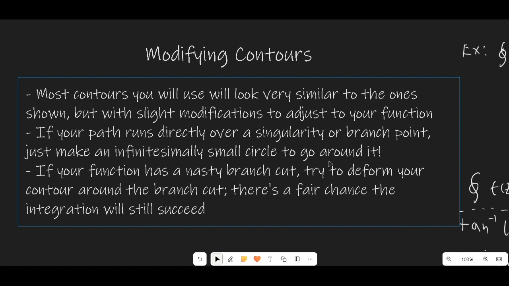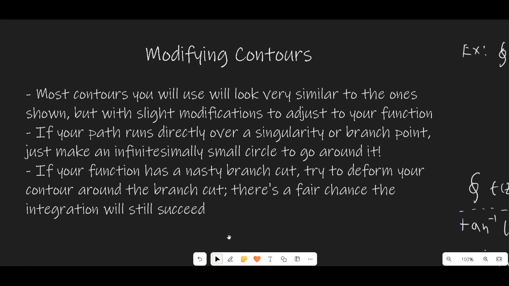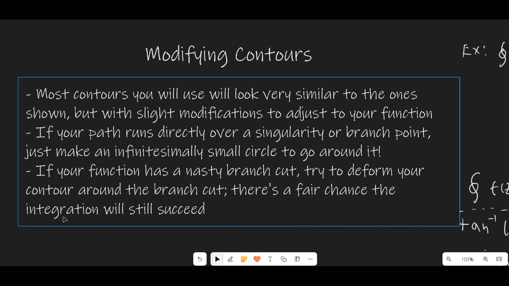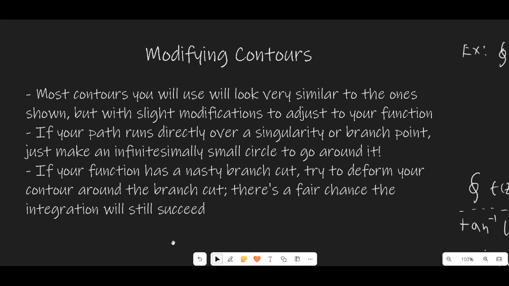And that's that gamma integral right there. Another thing to keep in mind is if your function has a nasty branch cut that's getting in your way, you can always try to deform your contour around the branch cut. I'm going to show you an example where it looks like a really silly deformation, but it works out perfectly. There's always a fair chance that the integration will still succeed, even if your contour looks a little bit silly. It's always worth a shot because contour integration in general is really easy to check if your function is still going to be integrable.